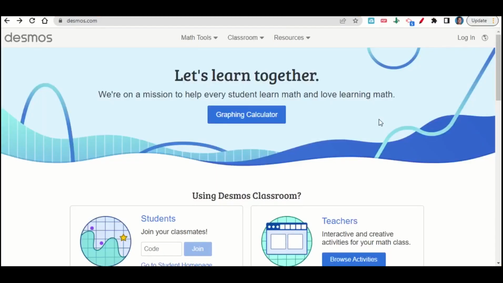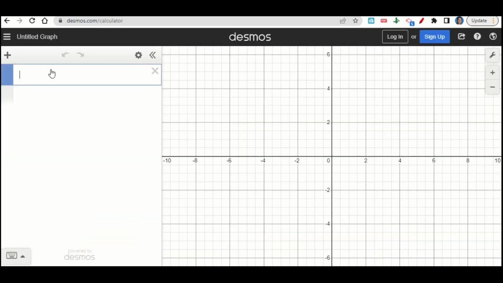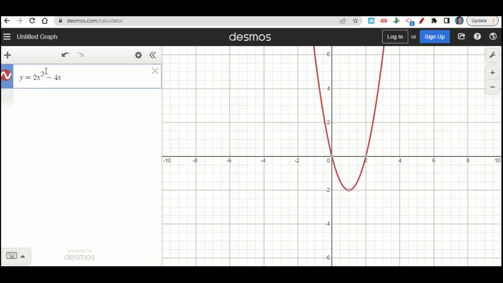Now let's take a look at how we can use Desmos to check our work when checking the location of the vertex of a quadratic. So we go to desmos.com, and we're going to click on Graphing Calculator. Now, whether it's in standard form or vertex form, we can type it in either way to check our work. So we can type in y equals 2x squared minus 4x plus 3. And we can see the exact location of the vertex.